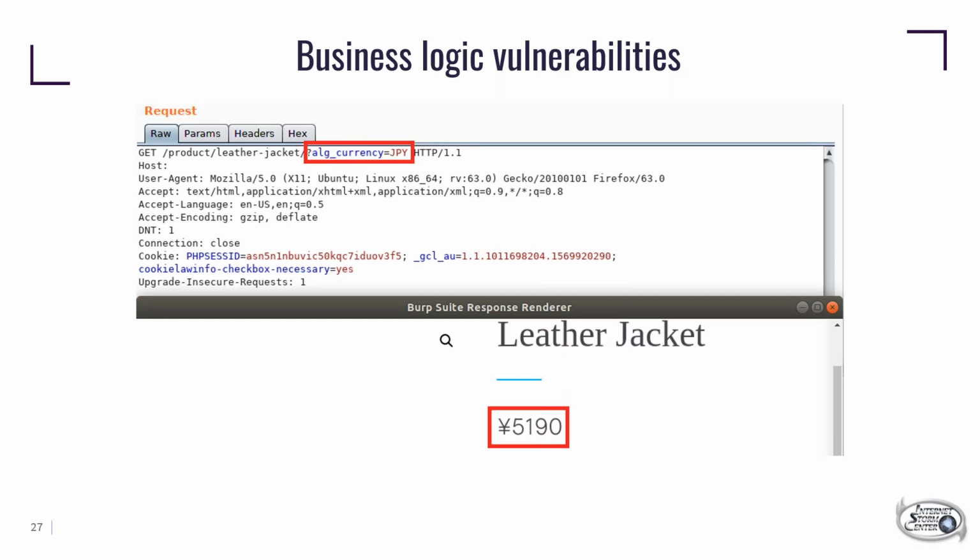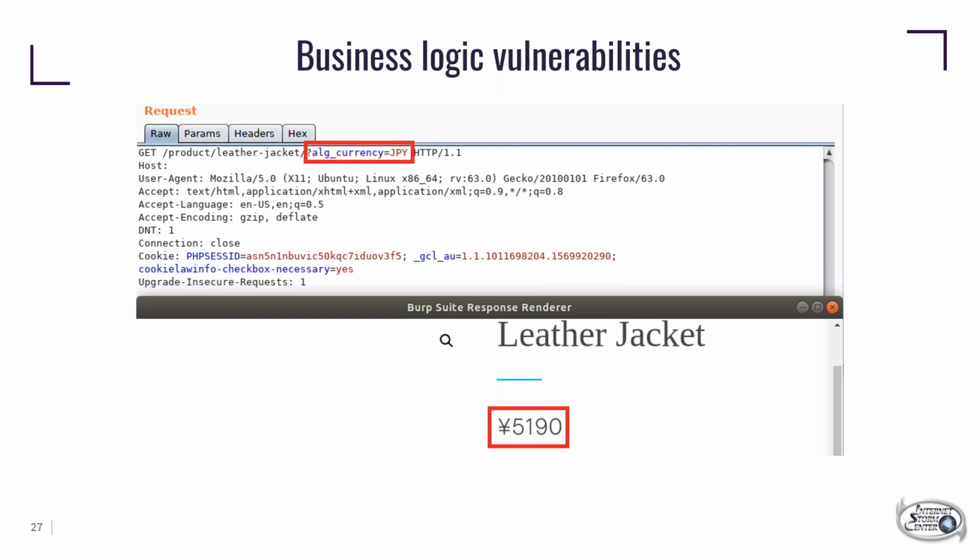All we need to do is specify a currency that is not set correctly by the website administrator, and then the application will automatically calculate the price, so we will end up paying less for that particular item. So this very, very expensive leather jacket of $5,000, we were actually able to purchase it for 5,000 yen, which is way, way, way less.